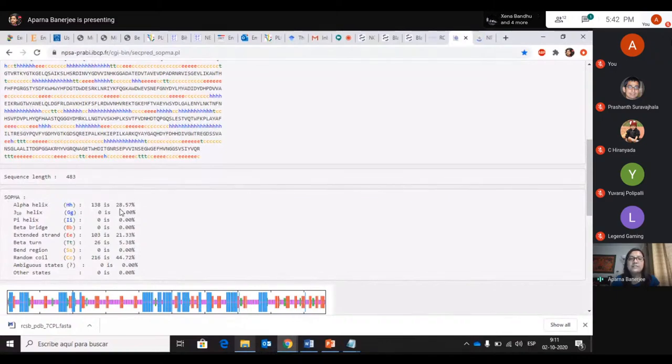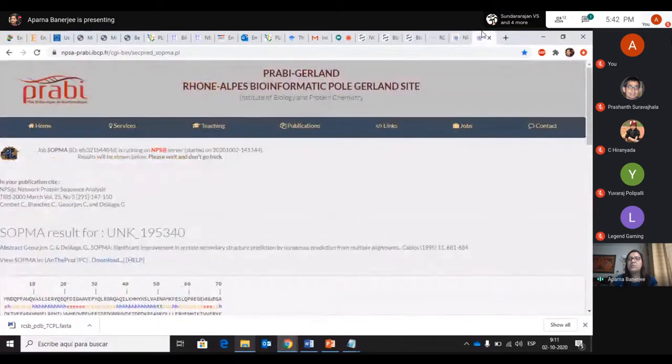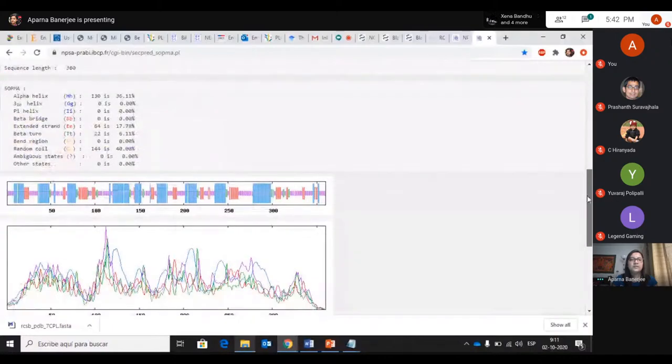For example, alpha helix is present the most, 28.57%. And then extended strand, then some random coils and some beta turns are present. So with this tool of secondary structure analysis, we can understand what type of secondary structure is there in one enzyme or one protein. And look, here it is different for xylanase. The alpha helix is 36%. There is some extended strand of 17%.